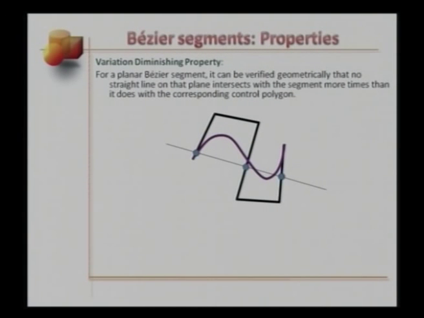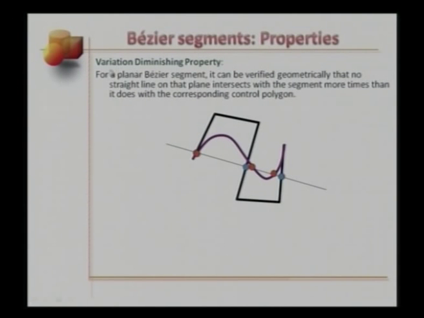These are shown using blue circles. Let us now observe the intersection points between the Bezier segment and this intersecting line. Those are shown using red circles. Once again, the blue circles are the intersection points between the control polyline and the intersecting line, and the red circles are the intersection points between the Bezier segment and this line segment here. What do we notice? We notice in this example that the intersection points in both cases in number are the same. Three blue circles and three red circles.